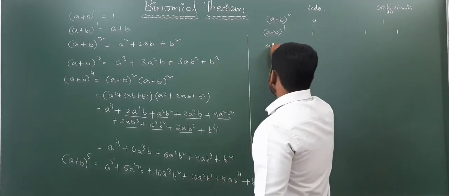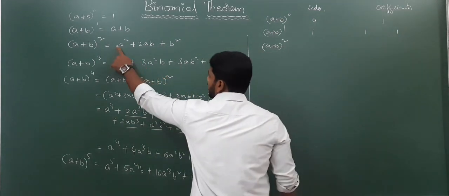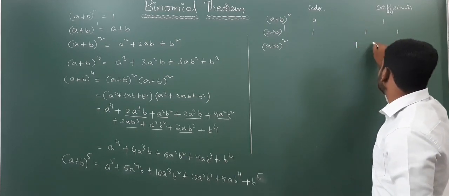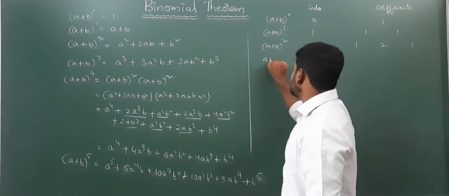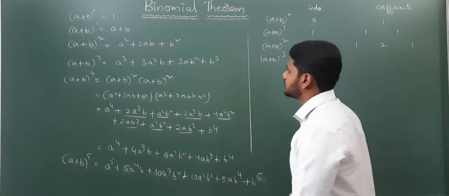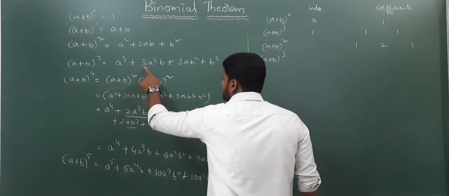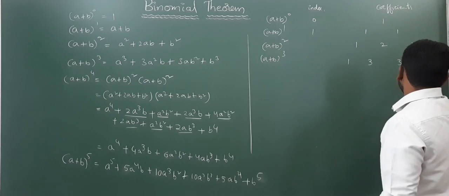Next, in the expansion of a plus b whole square, what are the coefficients we got? 1, 2 and 1. So this is 1, and this is 2, and this is 1. Next, a plus b whole cube. In this expansion, what are the coefficients we got? 1, 3, 3, 1. So I will write 1, 3, 3, 1.